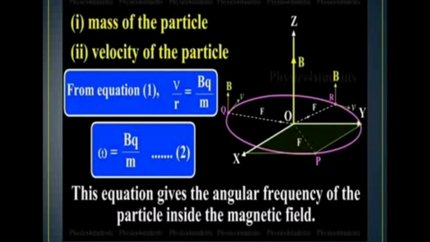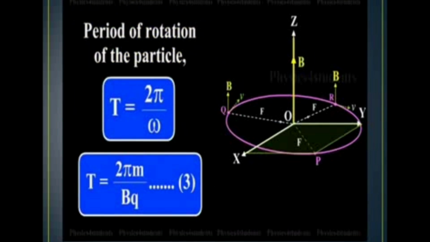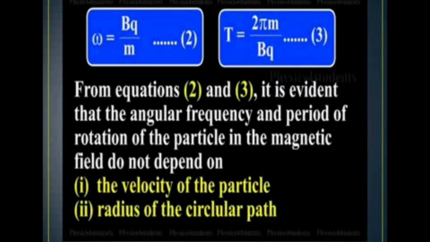So from the equation, v by r equal to Bq by m, or omega equal to Bq by m. What is v by r? It is omega, so angular velocity equal to velocity by radius. v equal to r omega, or omega equal to v by r. There is a relation between linear velocity and angular velocity. So the period of rotation, time period T equal to 1 by f, equal to 2 pi by omega, angular displacement by angular velocity. Or you can substitute the value of omega, and you will get T equal to 2 pi m by Bq, or omega equal to Bq by m.